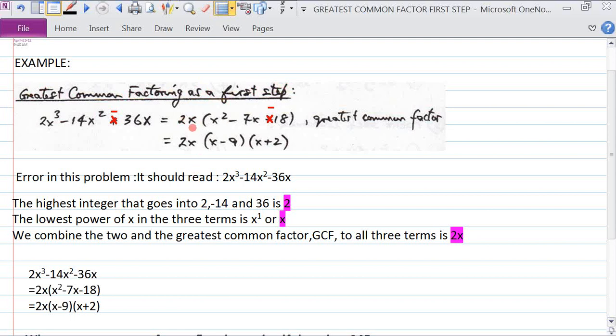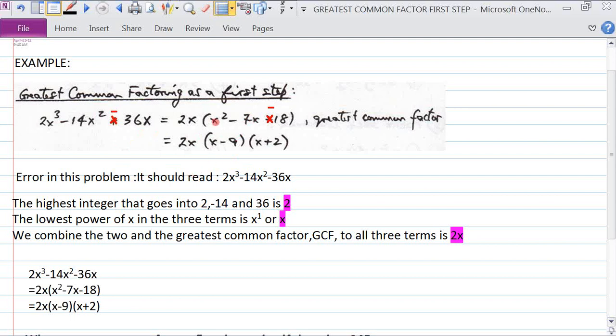Now, 2x times x squared gives me 2x cubed. 2x times minus 7x gives me minus 14x squared. And 2x times minus 18 gives me minus 36x. So, as I said here, this plus should be a minus. And we'll see why in a second.